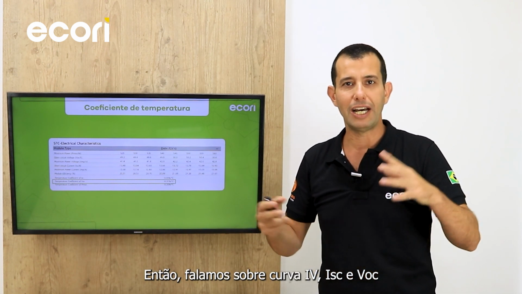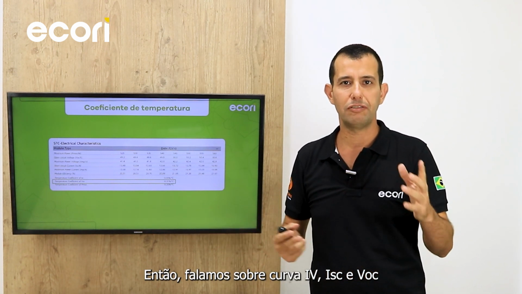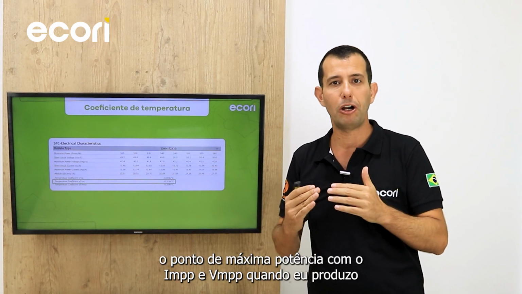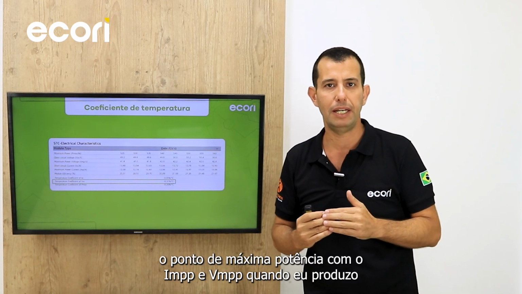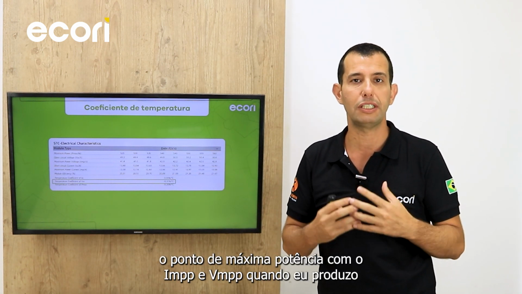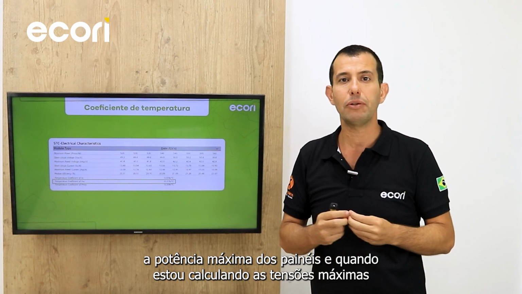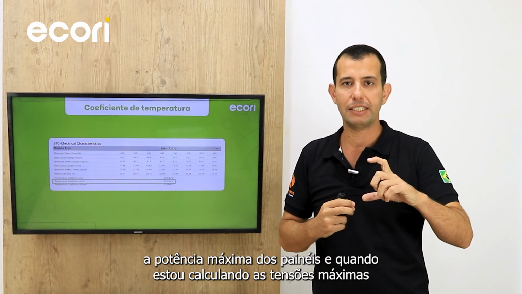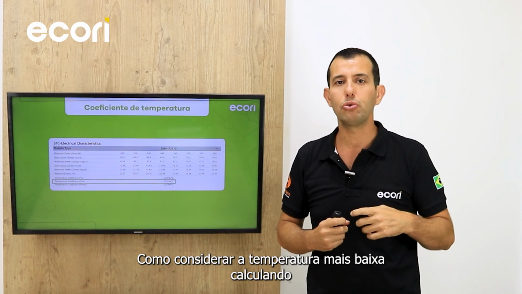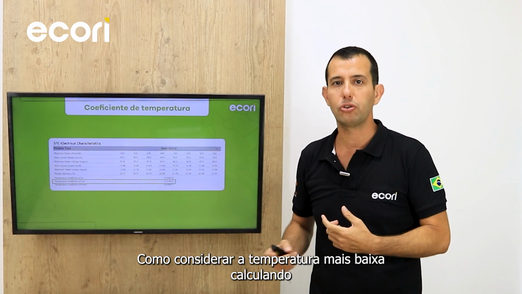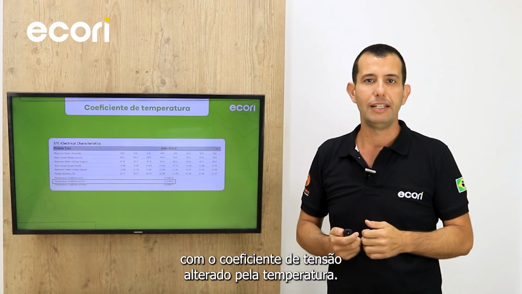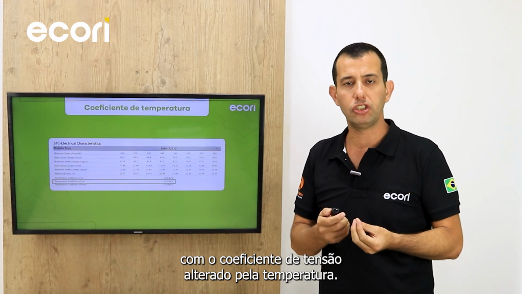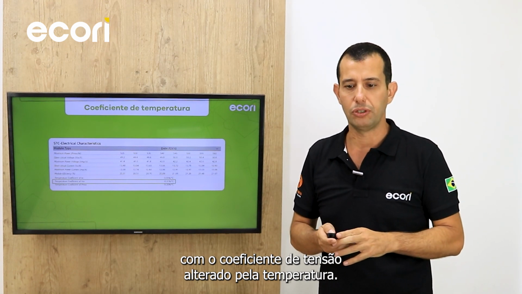So we talked about IV curve, I short circuit, V open circuit, the maximum power point with the IMPP and VMPP, where I'm producing the maximum power of the panels, and when I'm calculating the maximum voltages, how to consider lower temperature by calculating with the voltage coefficient changing by the temperature.